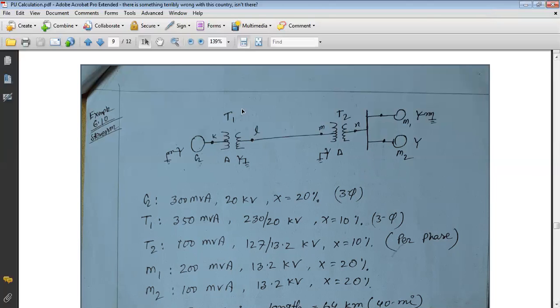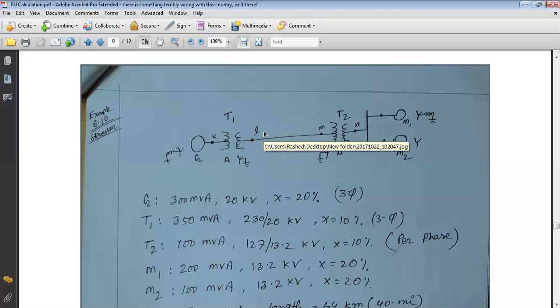Well, so next, this is the high voltage transmission line. The base voltage of the high voltage transmission line is 230 kilovolt, because the 20 kilovolt is shifted here and converted to 230 kilovolt. So that's why the base voltage of the transmission line is 230 kilovolt. This is the base voltage, and the base power is 300 megavolt ampere. If we want to calculate the per unit reactance of the transmission line, we first have to determine the base impedance for the transmission line.